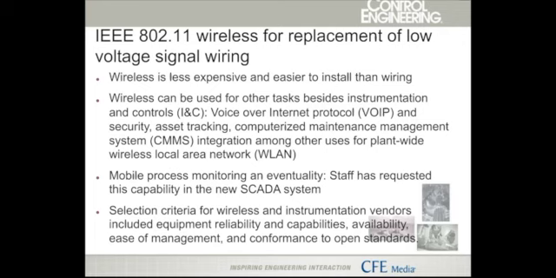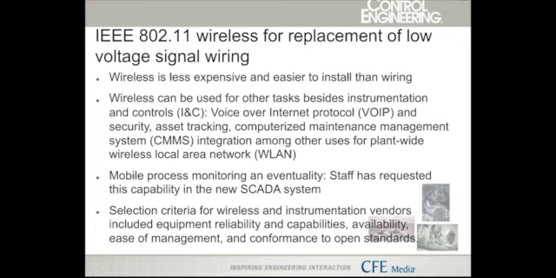So using IEEE 802.11 wireless for replacement of low voltage signal wiring was very appealing to us because wireless is much less expensive and much easier to install than wiring. And wireless can be used for other tasks besides instrumentation and control systems, such as voice over Ethernet, asset tracking, as you can see, CMMS integration, and several other uses, which will be other slides.